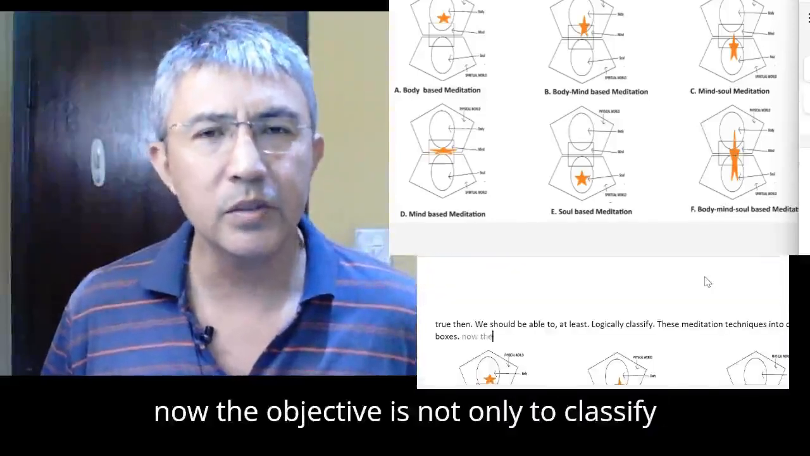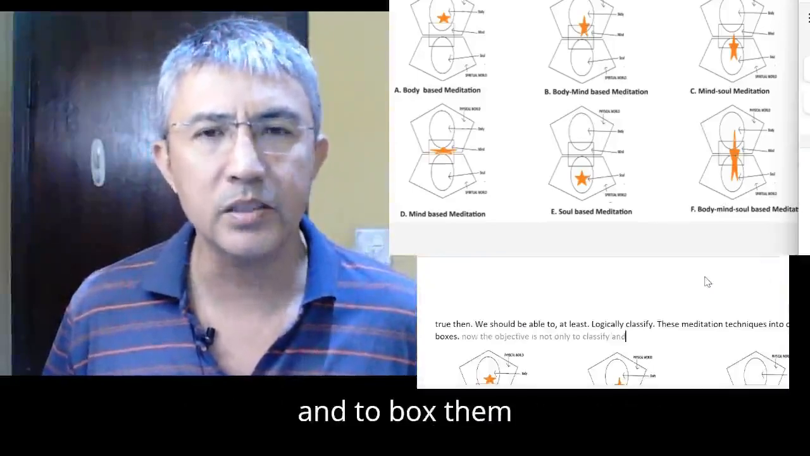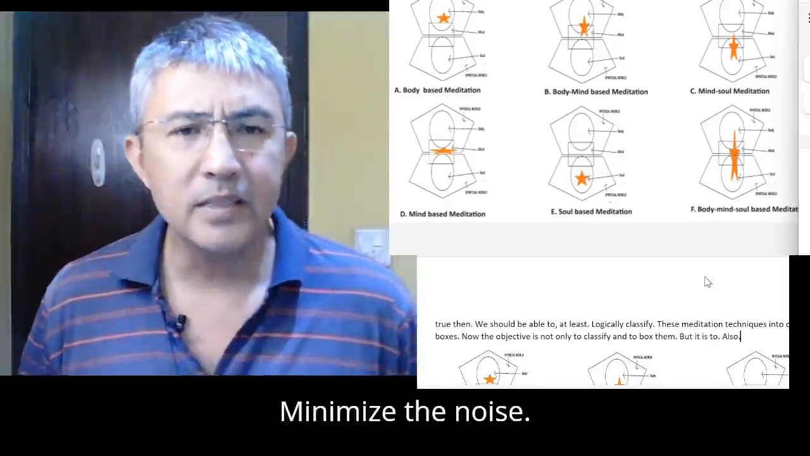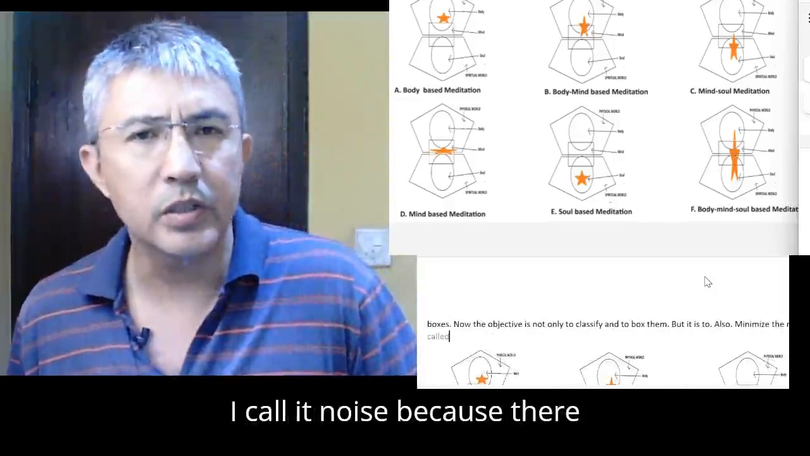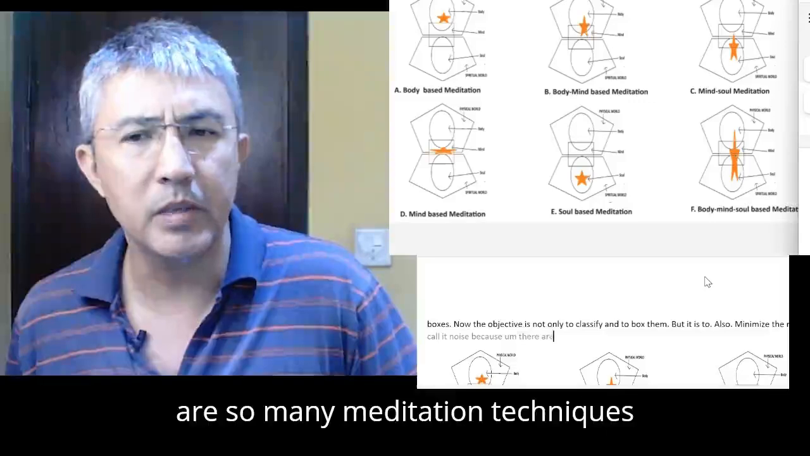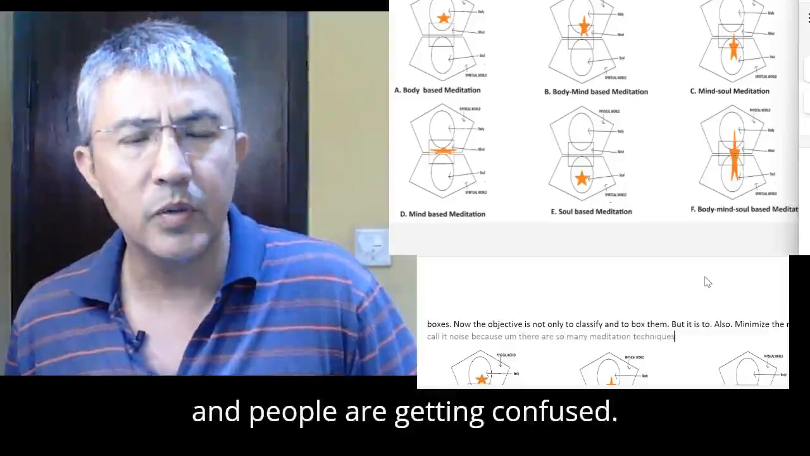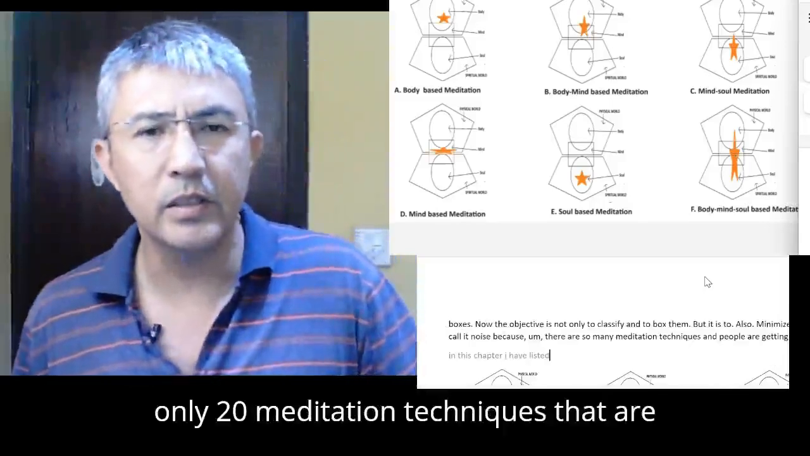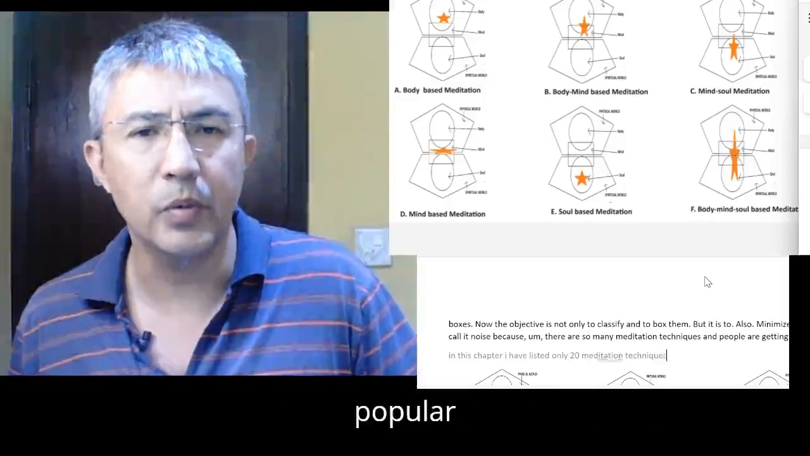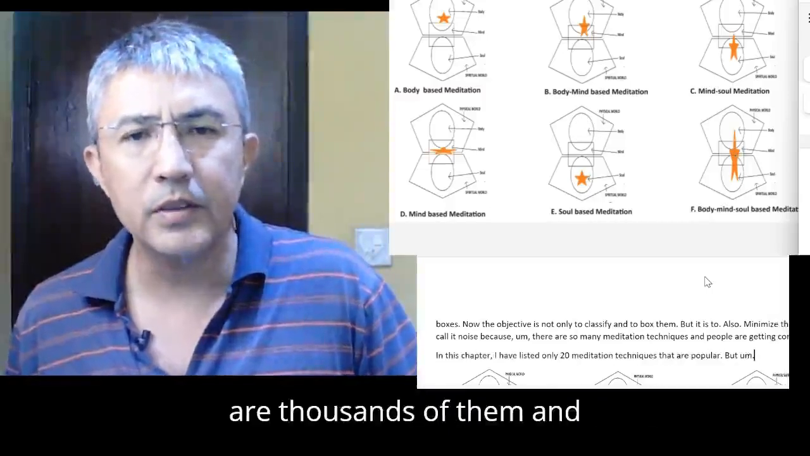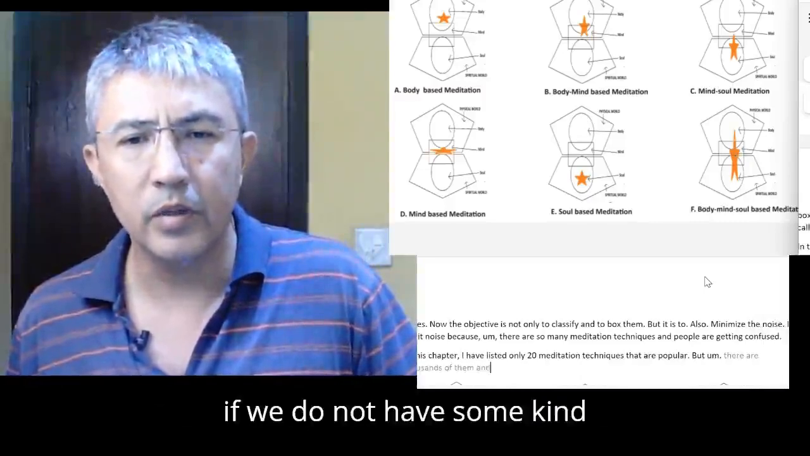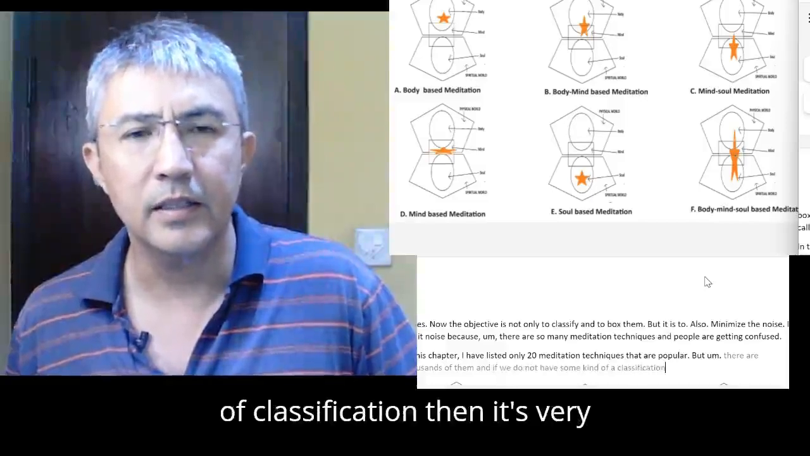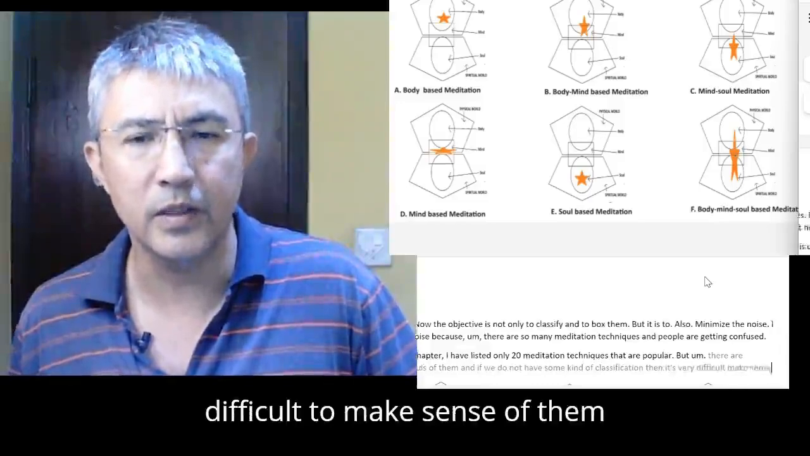Now, the objective is not only to classify and to box them, but it is to also minimize the noise. I call it noise because there are so many meditation techniques and people are getting confused. In this chapter, I have listed only 20 meditation techniques that are popular, but there are thousands of them, and if we do not have some kind of classification, then it's very difficult to make sense of them.